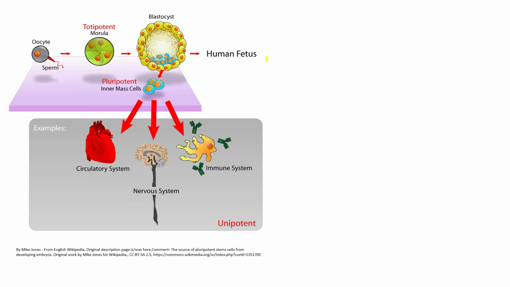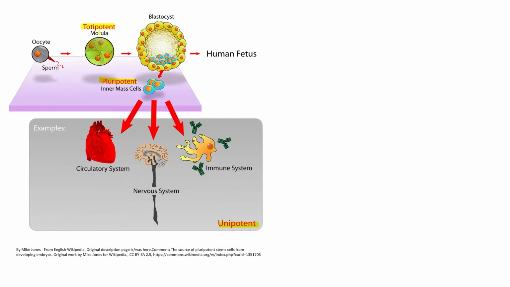Here we can appreciate a picture on the left, which, if this isn't looking like it makes a lot of sense to you, I would recommend checking out our prior video on early fetal development. The things that we want to point out are these words in red. So totipotent, pluripotent, and unipotent.